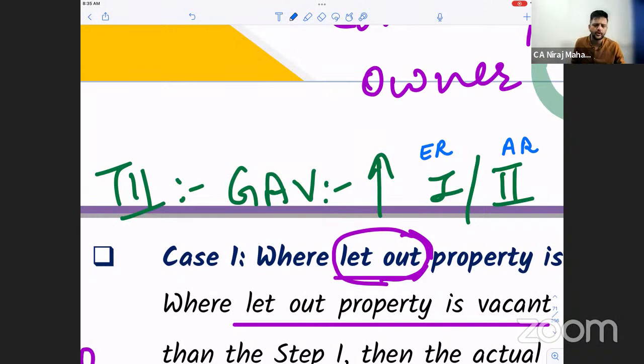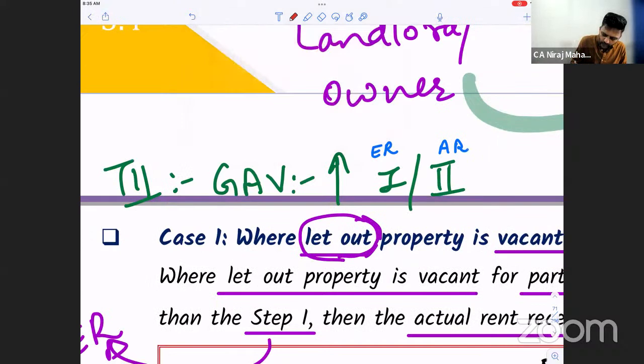But actual rent will be only for what, bacho? Only for let out properties, those properties which you have given on rent. Understood or no? Okay, so from where will I reduce my vacancy loss? Step number 2, that is actual rent, because I am not earning for the entire year. Now pay attention. So I'll reduce, or no, bacho? I'll reduce.